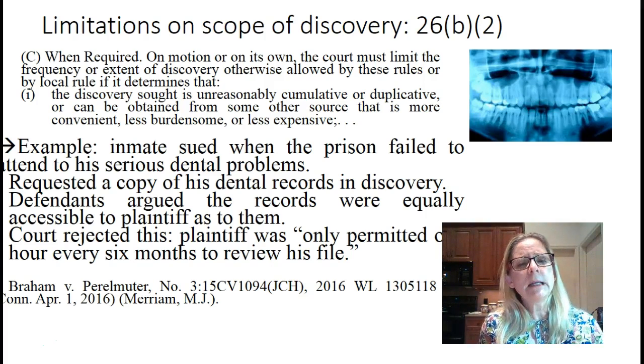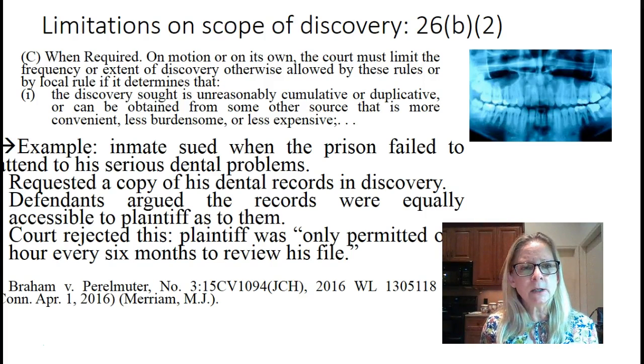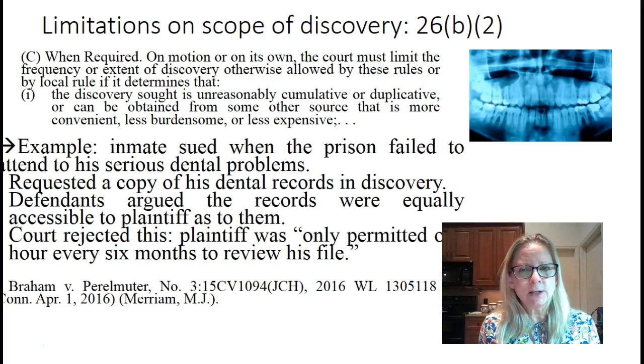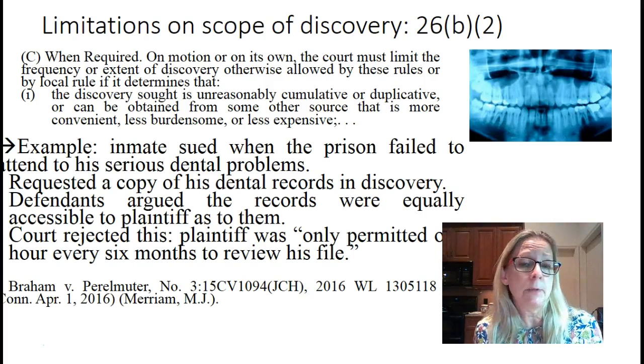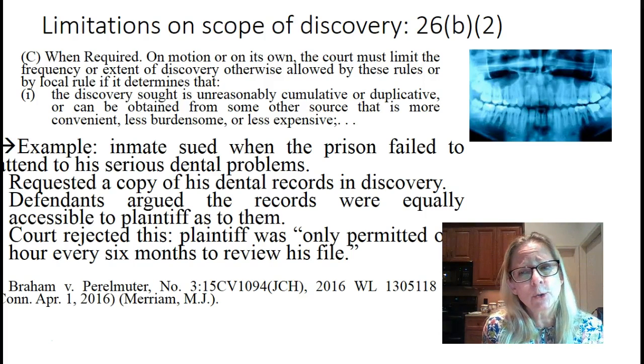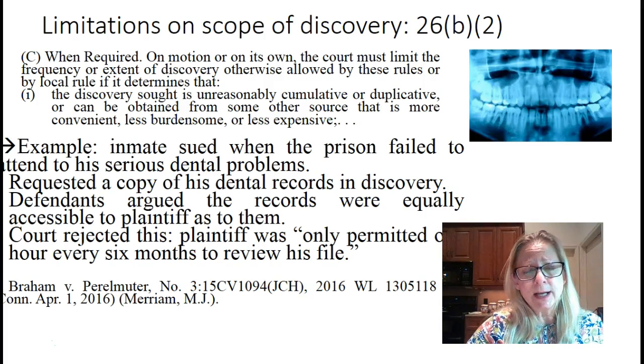So here's an example. An inmate sued when the prison failed to attend to his serious dental problems, and he requested a copy of his dental records in discovery. The defendants argued that the records were equally accessible to plaintiff as to them. And the court rejected this, saying plaintiff was only permitted 1 hour every 6 months to review his file. So they really didn't have equivalent access to those records.